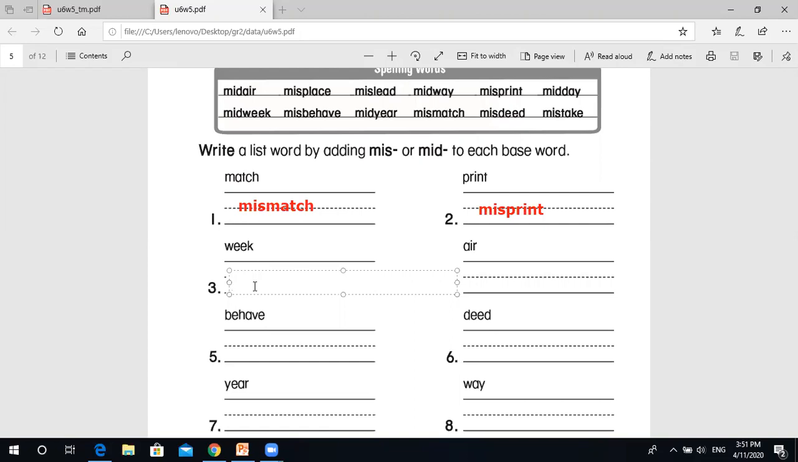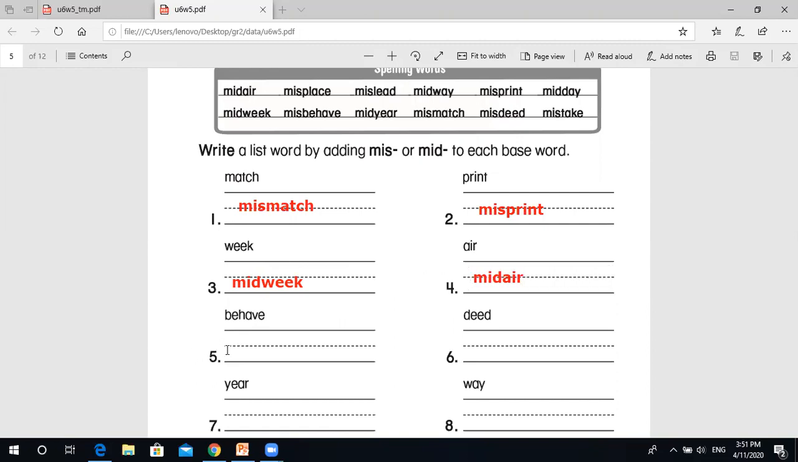Week, the middle of the week, midweek. Okay, and here, to throw something in the middle of the air is mid-air. To throw something in the middle of the air.